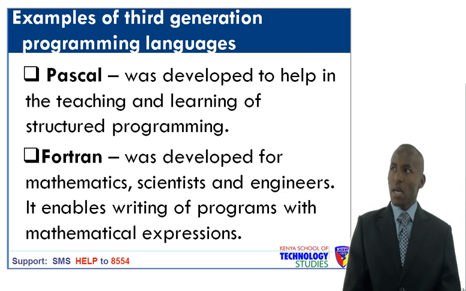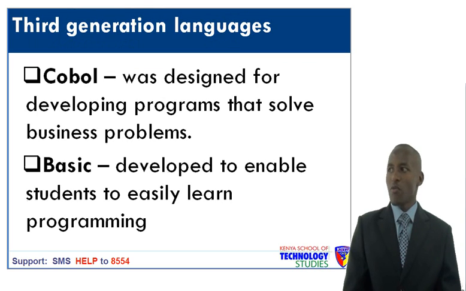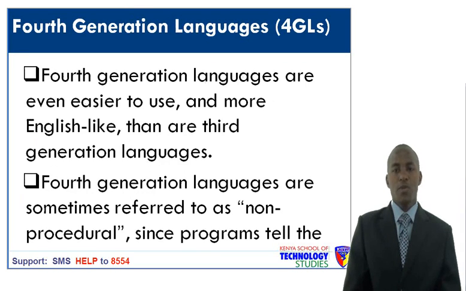Examples of third generation programming languages are Pascal, that was developed to help in the teaching and learning of structured programming. We also have Fortran, developed for mathematicians, scientists, and engineers. It enables writing of programs with mathematical expressions. We also have COBOL, designed for developing programs that solve business problems. The other one is BASIC, that was developed to enable students to easily learn programming.